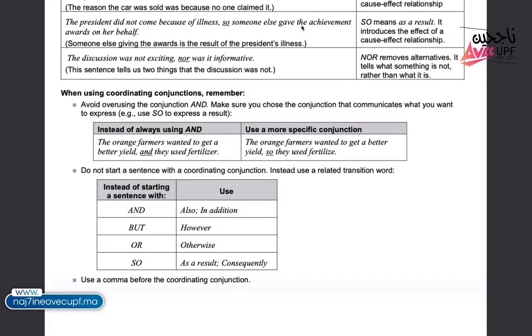Alors, when using coordinate conjunctions, remember to avoid overuse.